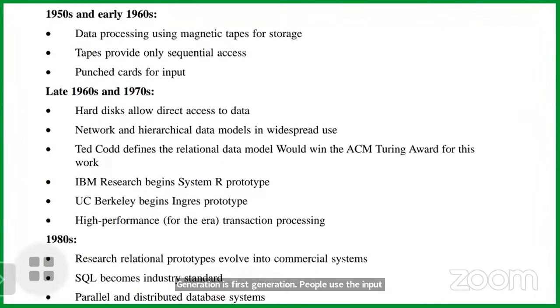After 1960 and 1970, hard disks were there to store data. And after that, to store data we have data models. Five data models are there, like the relational data model, hierarchical data model, network data model, and object oriented data model. Different types of data models are there. So in the 1960s and 1970s, which data model did they use? The network data model and the hierarchical data model.